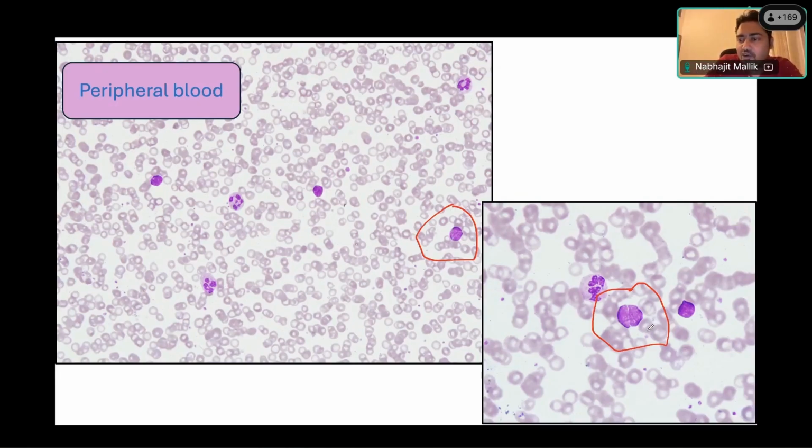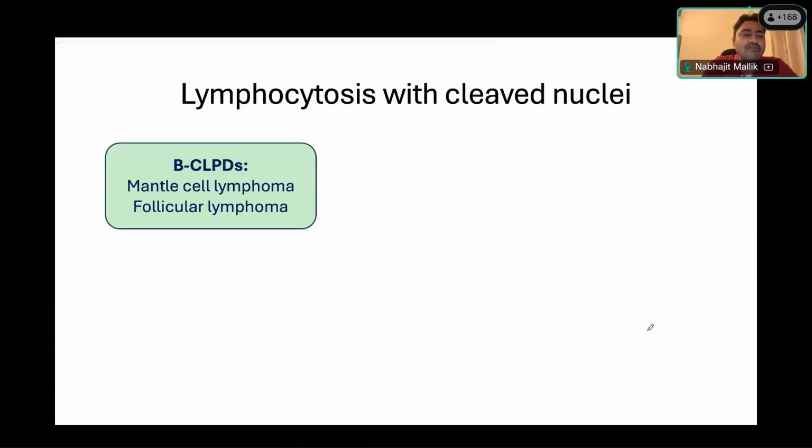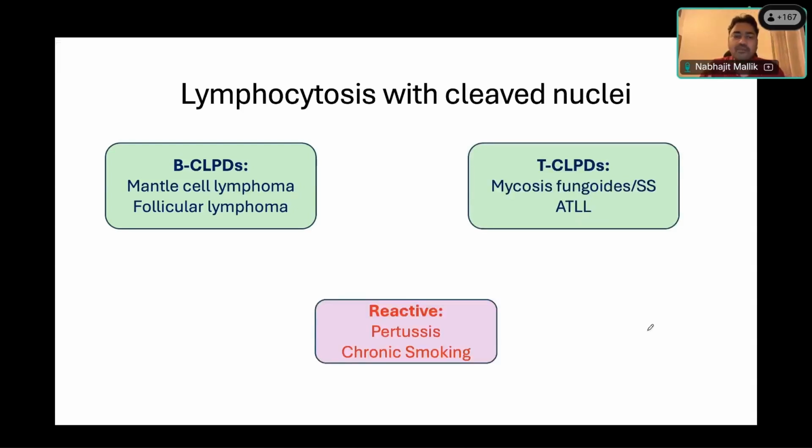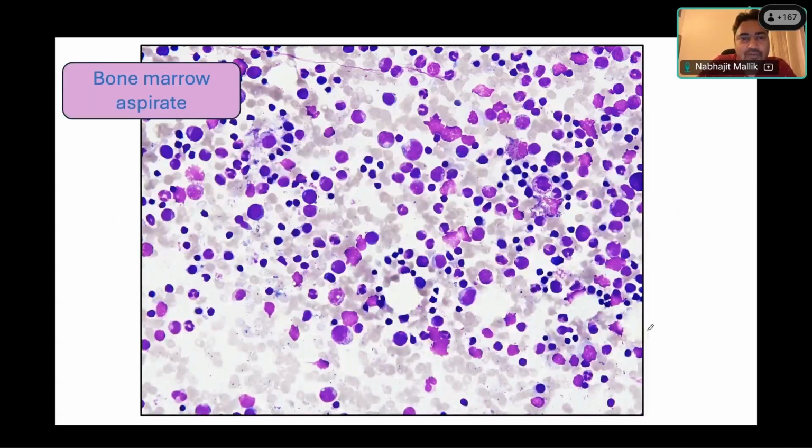So when we see a cleaved nucleus, Big Rai, what are your differential diagnoses when you see this kind of cleaved nucleus? CLL can be, not very commonly. So if we see lymphocytosis with cleaved nuclei, you can have some B lineage lymphomas like mantle cell and follicular, and some T cell lymphomas like mycosis fungoides and ATLL. Just remember, you can't really rule out reactive causes, because especially pertussis and chronic smoking patients can have these kind of cleaved nuclei as well, right? So at the moment, we are probably looking at a non-clonal or a clonal cause, but we can't really be sure. Okay, so we go on to the bone marrow with the bone marrow aspirate.